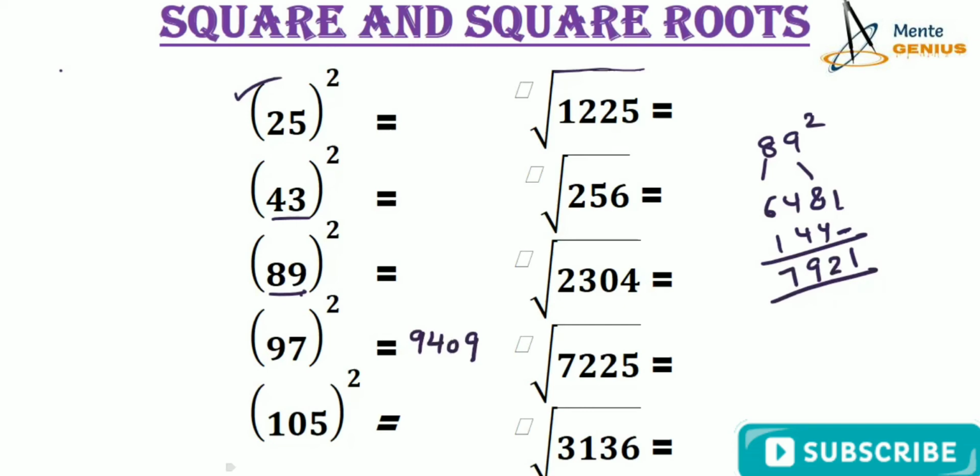Okay, 105 square will give you 11025. How? 10 times the next number, 11. 11 times 10 is 110, and the same 25. Now we have learned all the questions. We are able to solve all these questions, so I'm writing the answers here. You also are able to solve these questions right now.